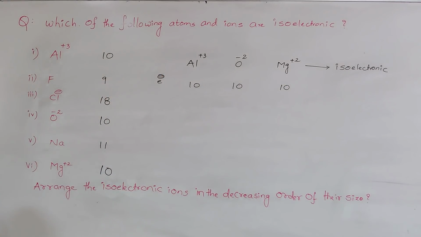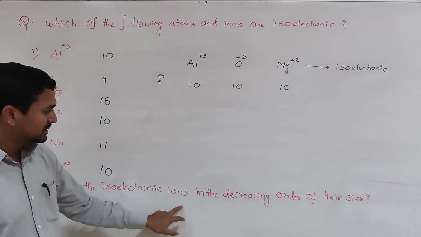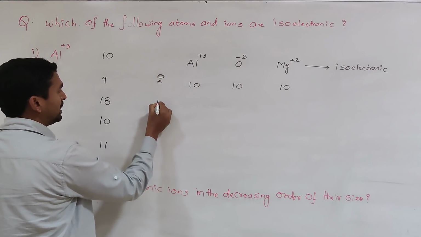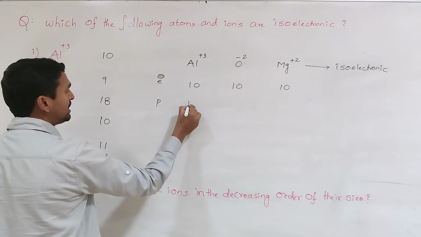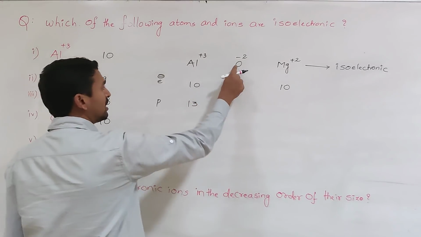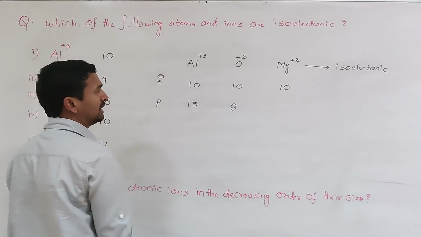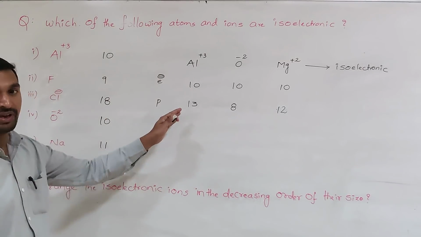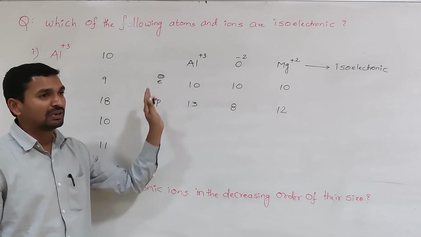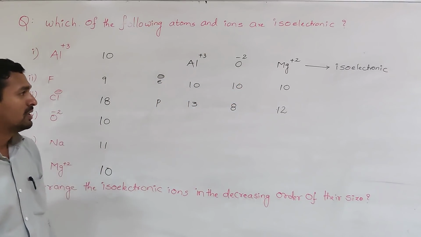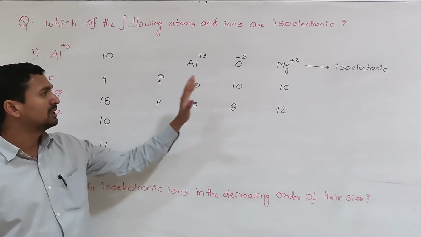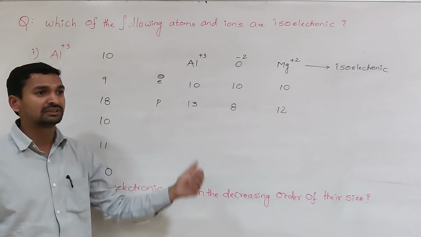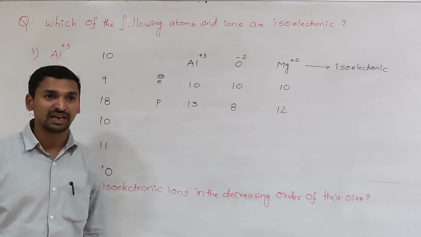And what is the next question? Arrange the isoelectronic ions in the decreasing order of their size. Now the number of protons in aluminium is the same as its atomic number, 13. Oxygen has 8 protons. Magnesium has 12 protons. In the last class also I explained this very clearly. Whenever isoelectronic ions are present, wherever the positive charge is more, wherever the number of protons is more, that should have the smaller size.